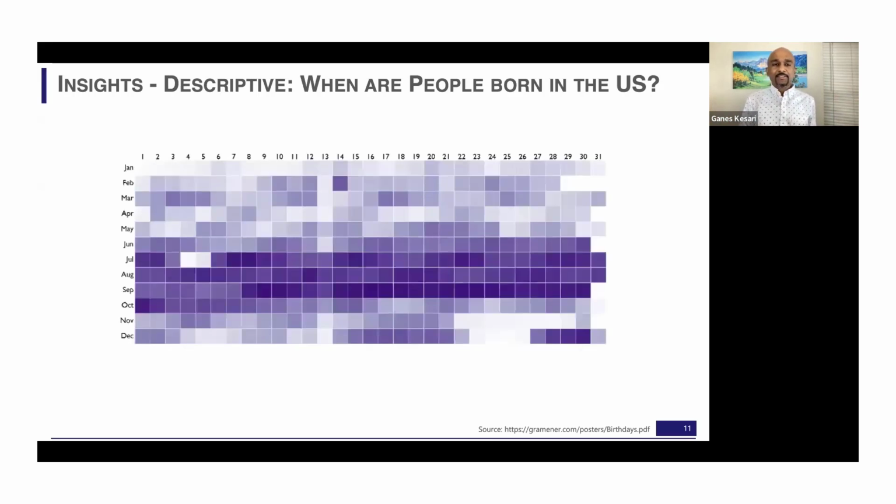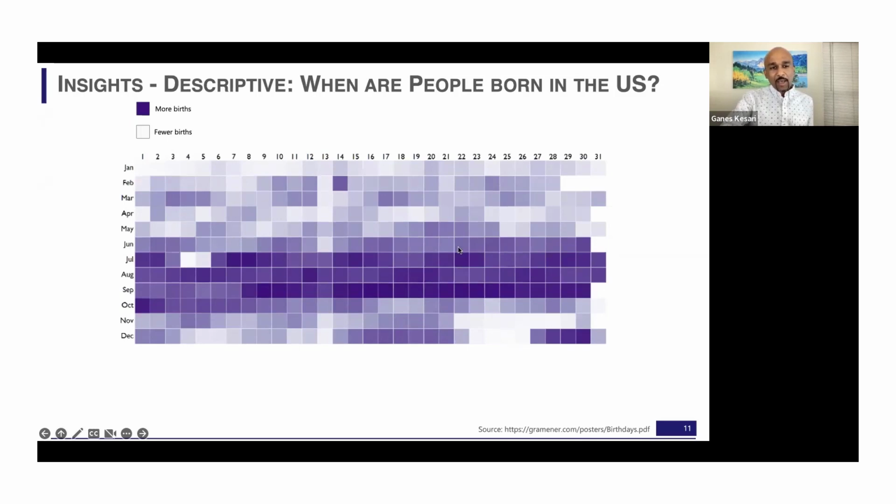We created this visual with the data. So you have the months laid out across the rows, Jan to December, and you have the days of the month, 1st to the 31st. High number of births is a dark shaded cell. Lower births is closer to white. What do you notice here?